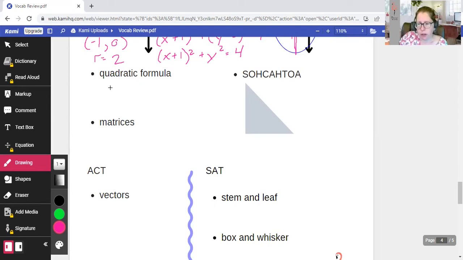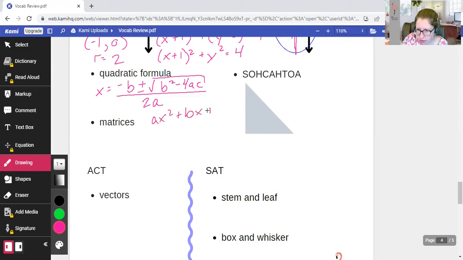All right, then we have a few more things. We have our quadratic formula. Quadratic formula is that formula you may have a song for: negative b plus or minus square root of b squared minus 4ac over 2a. And this is for solving for x when factoring is not easy. So you'll have a quadratic formula in ax squared plus bx plus c equals 0 form. And you can take your a, b, and c and plug them into this formula to figure out what x is. All right. Then let's see, we also have matrices.